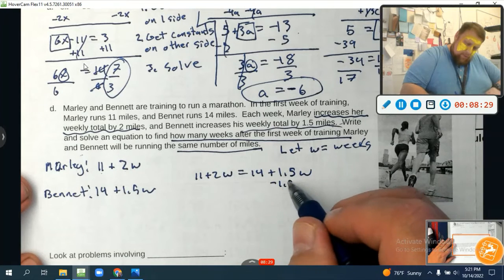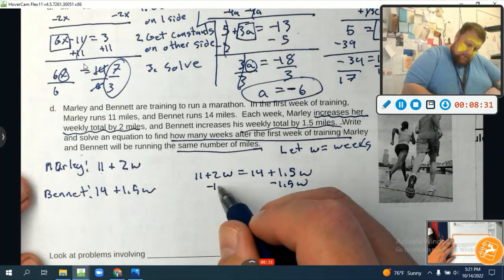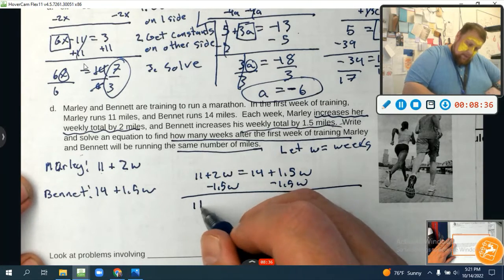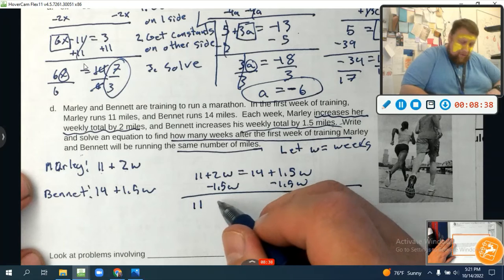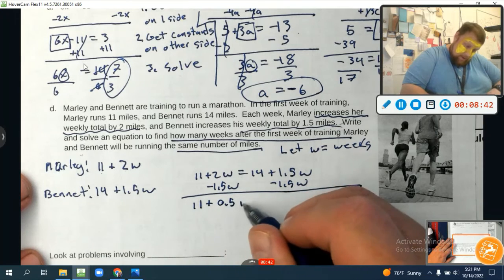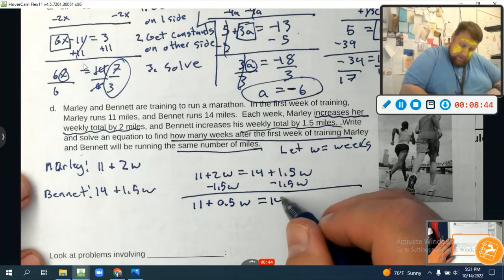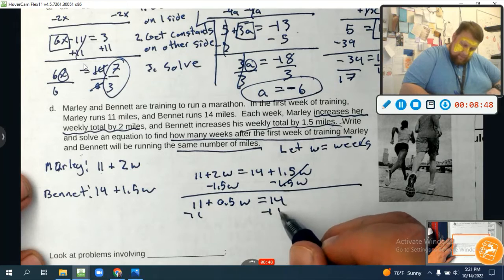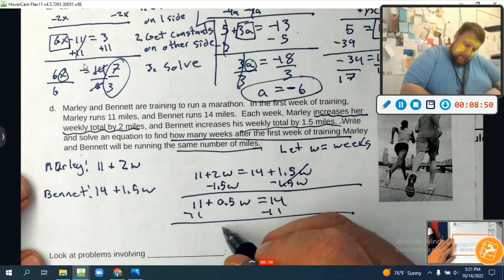Divide both by 0.5. Use a calculator if you need to, but really we're just saying how many halves go into 3? Well, that's going to be 6, so W equals 6 weeks. It's going to take 6 weeks for them to be running the same mileage each day. And so guess what? That means, how many weeks are the first training?